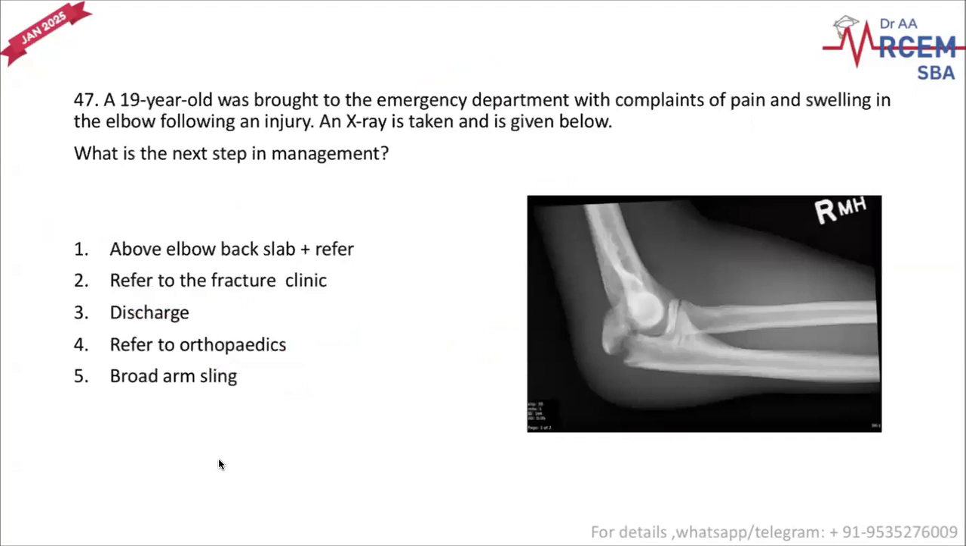A 19-year-old boy was brought to the emergency department with complaints of pain and swelling, and the elbow X-ray is shown here. What's the next best step they're asking? An obvious fracture is present here, and it is displaced, so it requires surgical management. You need to immobilize it with an above-elbow back slab, then refer to the orthopedic doctors.